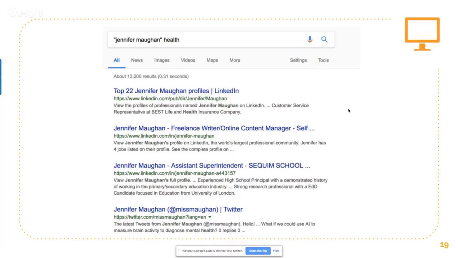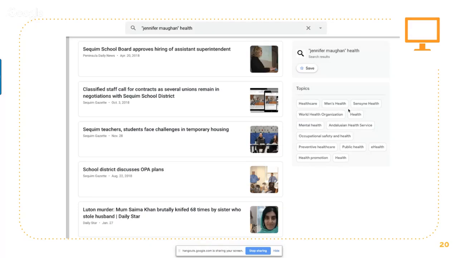And you can see that in these results, I see her LinkedIn profile, which is great. I see her Twitter profile, and these may be other Jennifer Mahans perhaps. The point is that there was nothing on the first page of results that made me say, oh yes, this author is definitely qualified to write about the flu. When I look her up on Google News, again, the results that came up had nothing to do with medicine. I'm not sure this is even the same Jennifer Mahan.